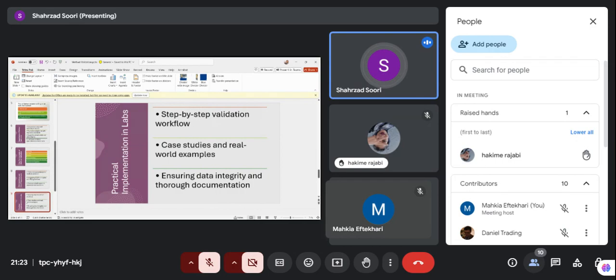Practical implementation in labs. A step-by-step validation workflow includes, first, define the method's objective. Next, develop the protocol, selecting appropriate reagents and equipment. Third, perform validation tests, assessing accuracy, precision, and others that I mentioned before. The fourth is analyze data to confirm reliability. And five is document everything for future reference and regulatory audits.